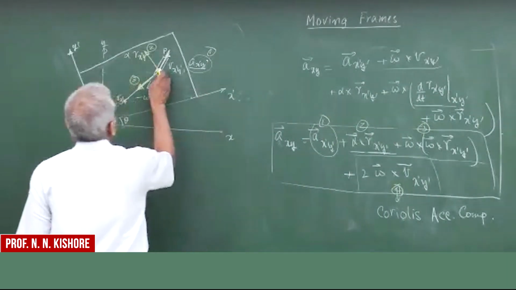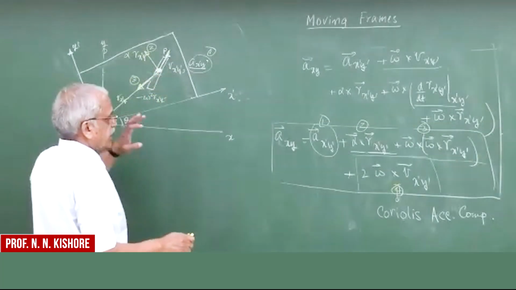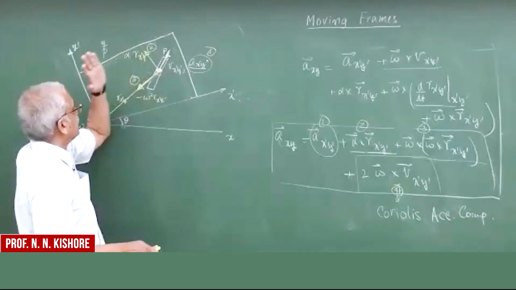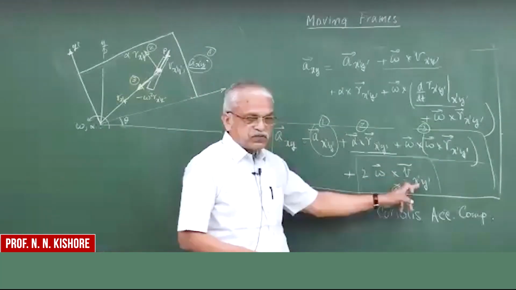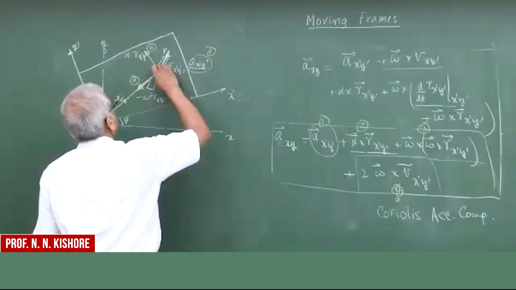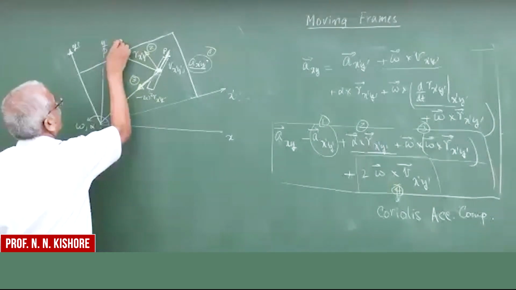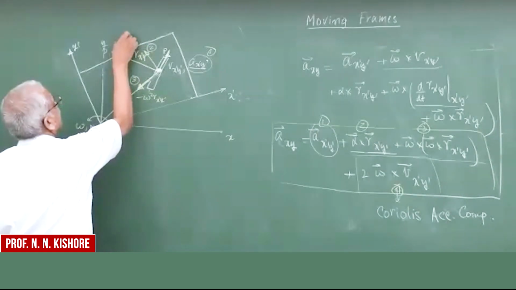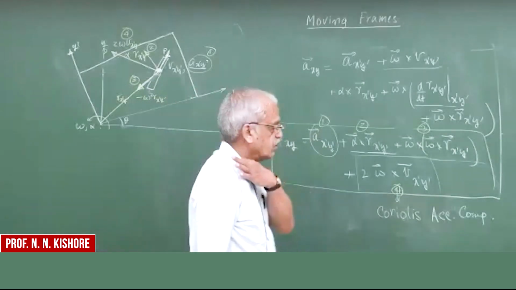So we have v x prime y prime in this direction, and then we have an omega here. If you take a cross product of this one with this one, its magnitude will be omega times v, and its direction is determined by the cross product. So it will be like this. So this is the 2 omega v, and this is the fourth component. I hope you got all the 4 components.